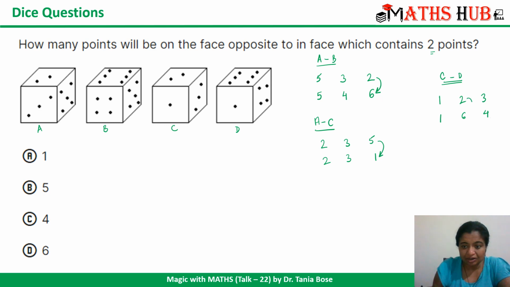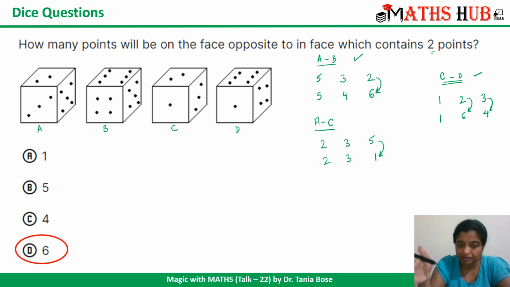So you can see that opposite to 2 we are getting 6 and opposite to 3 we are getting 4. Right? So that means opposite to face 2, how many points should be there? 6. We have successfully concluded our answers from both these dice. So we checked all the cases and from there we got the answer, right?